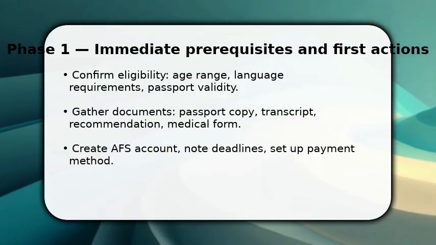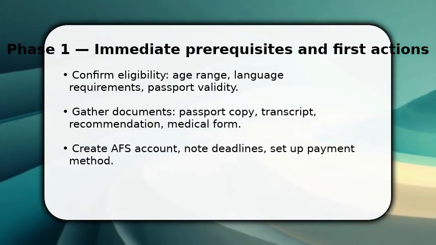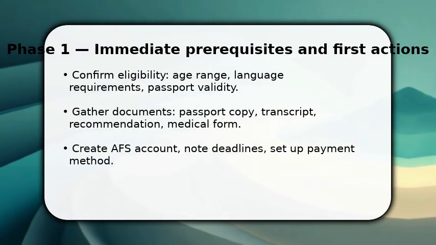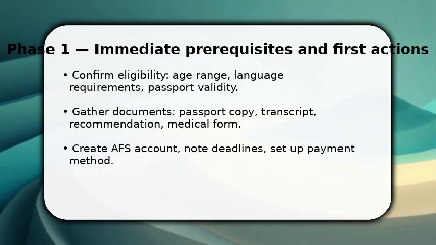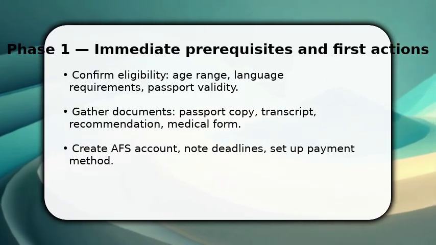You begin by confirming eligibility and assembling essentials. You need to act now. Once you verify age and passport validity, collect transcript, recommendations, and health form. Make an AFS account, enter basic contact details, and choose your program type. This step registers you in the system.